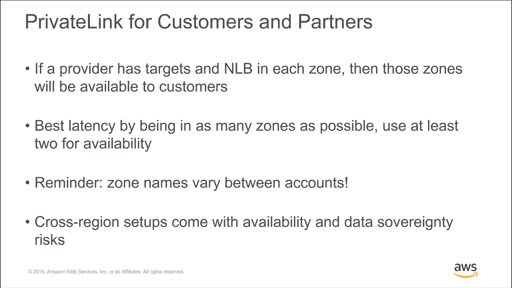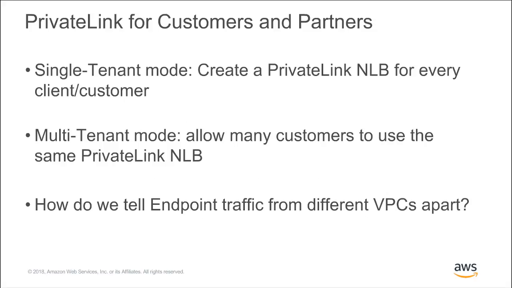Do remember, though, that the zone names vary between accounts. Your US East 1A may not be your customer's US East 1A. The names will always make sense in each other's console. So where you see US East 1A, they might see US East 1C, even though it's the same physical data centers and so on. All of this works today in region, but does not work between regions. That's mainly for availability and data sovereignty reasons at the moment, but we are planning to ultimately support this with our cross-region peering feature.